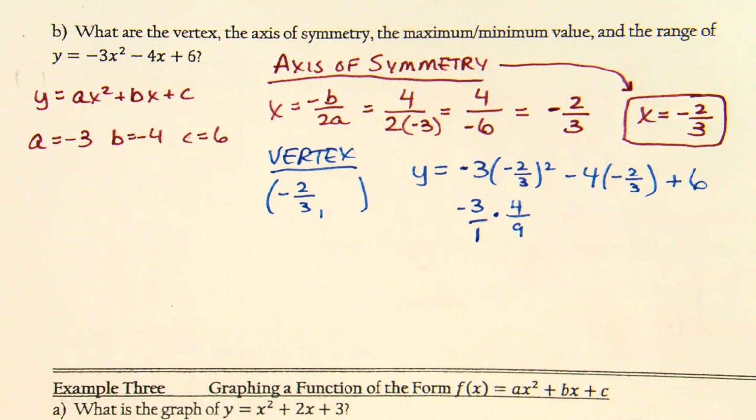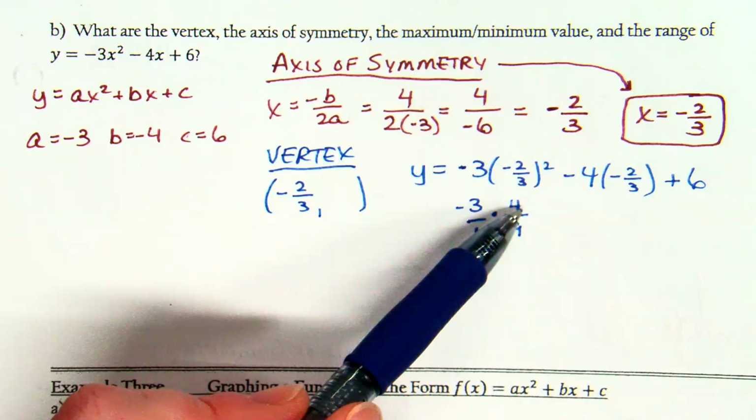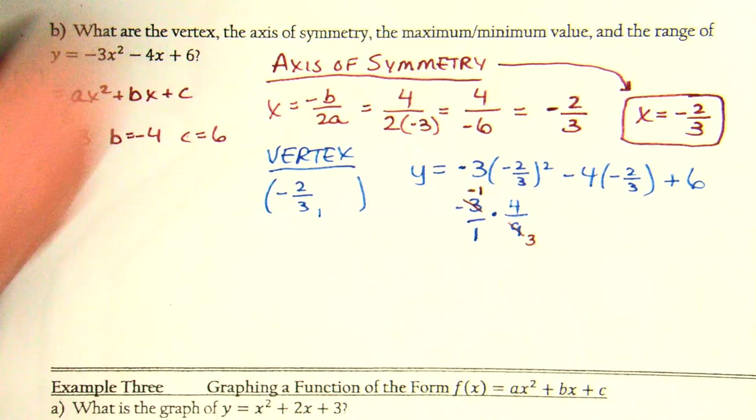What can 3 and 9 both divide by? 3. So 9 divided by 3 becomes 3. I guess it's a negative 3 up here, but when you divide it by 3, it's a negative 1. So now, when I multiply those pieces together, negative 1 times 4 over 1 times 3 becomes negative 4/3. Again, you can't go decimal, okay?